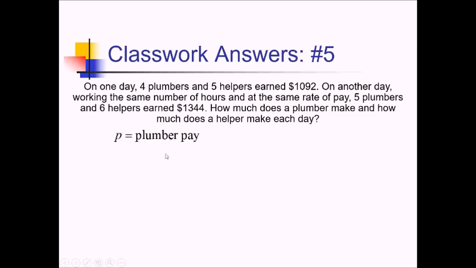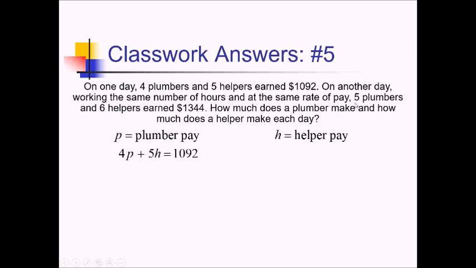I'm going to let P equal the pay for the plumbers on a given day, and then H will be the helper pay. So we have two equations we can set up based on the information from these two different days. On day 1, 4 plumbers and 5 helpers got $1,092. So 4 times the plumber pay, 4P, plus the helper money, 5H, should add up to $1,092.